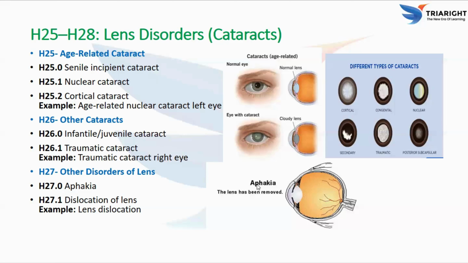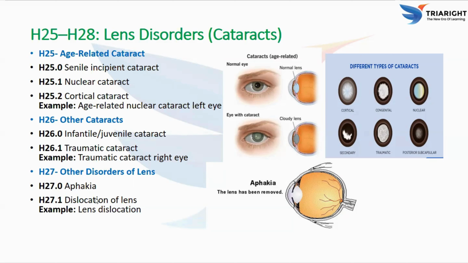So next is traumatic cataract. So what do you mean by traumatic cataract? It is caused by injury, maybe a blunt trauma, penetrating eye injury, or chemical burns, or cloudiness occurs due to damage to the lens fibers. So this may appear quickly or months after the trauma. So what is the example? Traumatic cataract, right eye. So this is about the other cataracts.